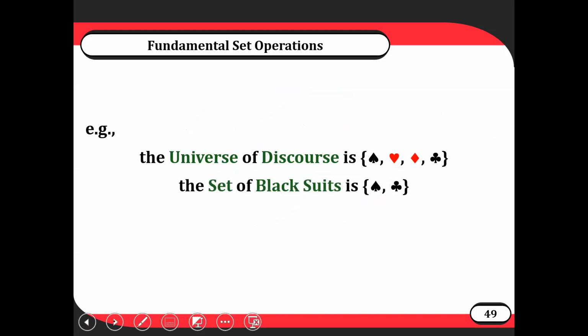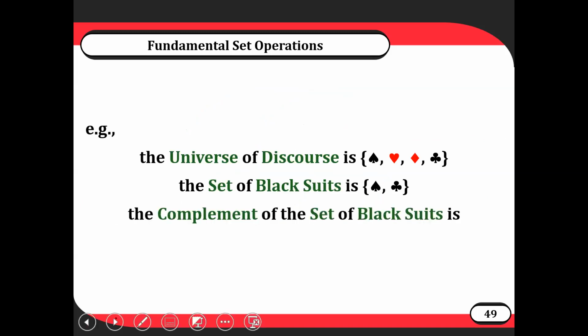We have the universe of discourse as the set of spades, hearts, diamonds, and clubs. And the set of black suits is spades and clubs. Then the complement of the set of black suits. What's the symbol for the universe set again? Generally speaking, we can represent the universe set by U. It's a capital U. So this is the universe. Yeah. All right. So the complement of the set of black suits is, of course, the set of red suits.